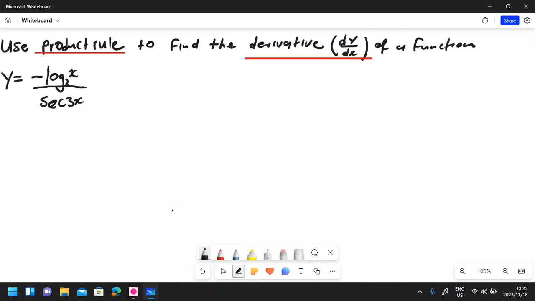Today in this video we'll be trying to find the derivative of this function using the product rule. Before you start, you can pause this video and solve the problem, and let's see if you are able to get the answer that I'm going to get at the end of this video.